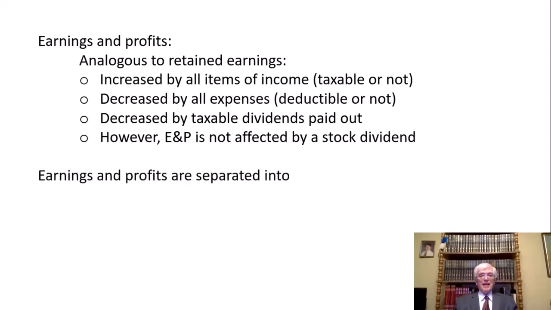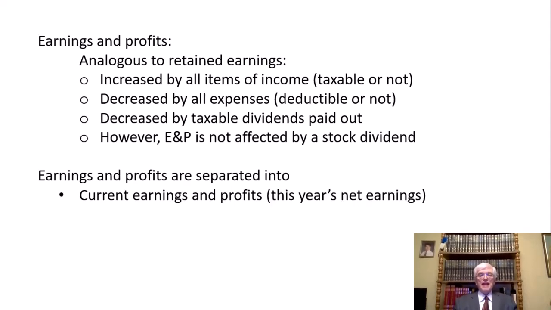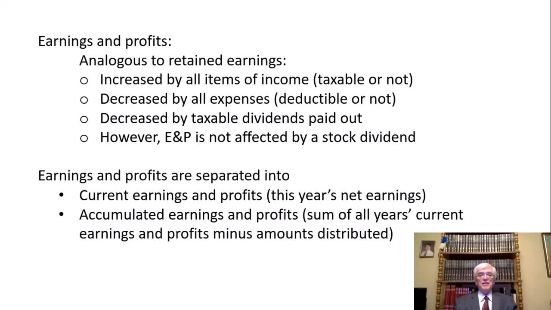Earnings and profits are separated into current earnings and profits, which is this year's net earnings, similar to what financial accountants call net income. They are not the same as taxable income, but we will see that current earnings and profits start with taxable income and make adjustments to get current E&P. And then there's accumulated earnings and profits. That's really more like retained earnings. So it's the sum of all of the year's current earnings and profits minus amounts distributed, just like we do with retained earnings.